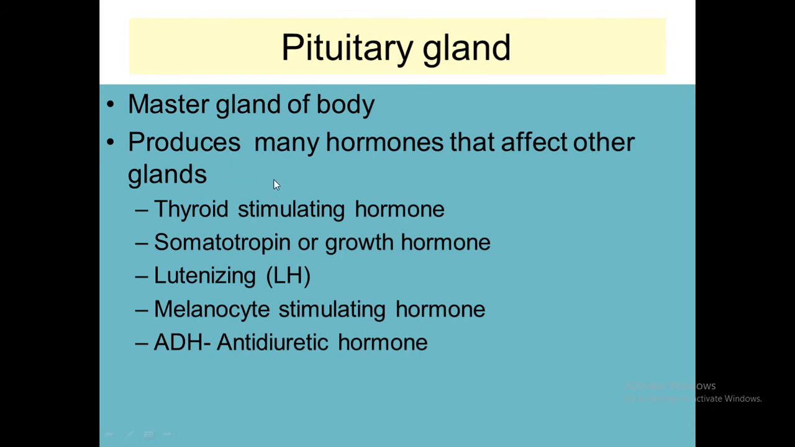The secretions of this gland include thyroid stimulating hormone, I mean TSH, growth hormone or somatotropin hormone, then luteinizing hormone, LH, MSH, melanocyte stimulating hormone, then ADH, antidiuretic hormone. All hormones are secreted from one gland, whose name is pituitary gland. This gland is small in size, just like a pea, so it is called pea-shaped.